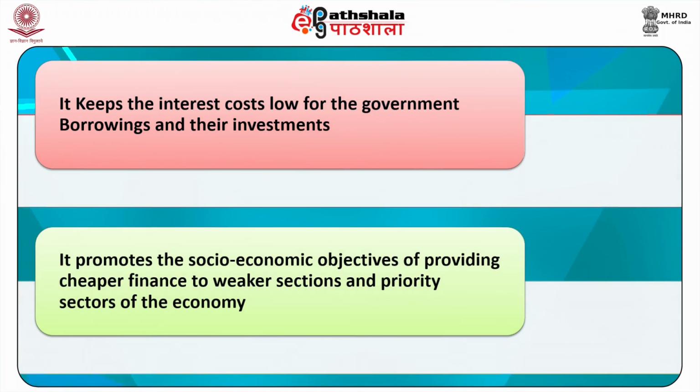In India, some of these interest rates are fixed by the government. The bank deposits and lending rates and those of financial institutions are fixed by the RBI, while the rates on PO instruments, PSU bonds and those on government securities are all fixed by the government in consultation with the RBI. The rationale for monitoring interest rates in India is as follows. First, it keeps the interest cost low for the government borrowings and their investments. Second, it promotes the socio-economic objectives of providing cheaper finance to weaker sections and priority sectors of the economy.